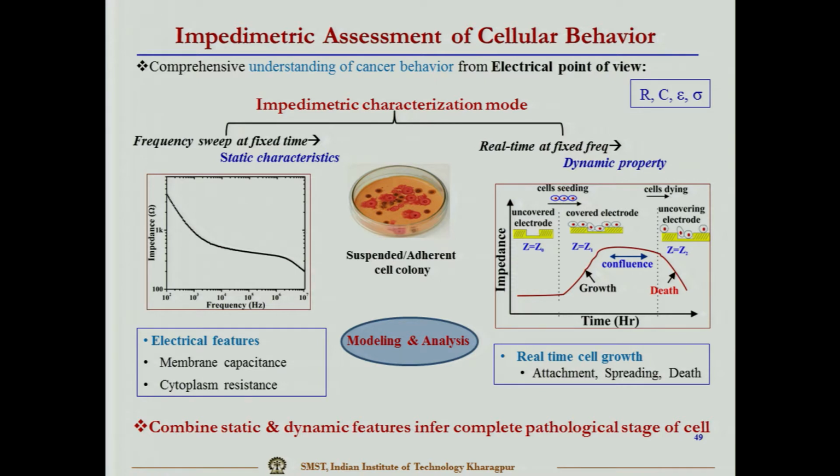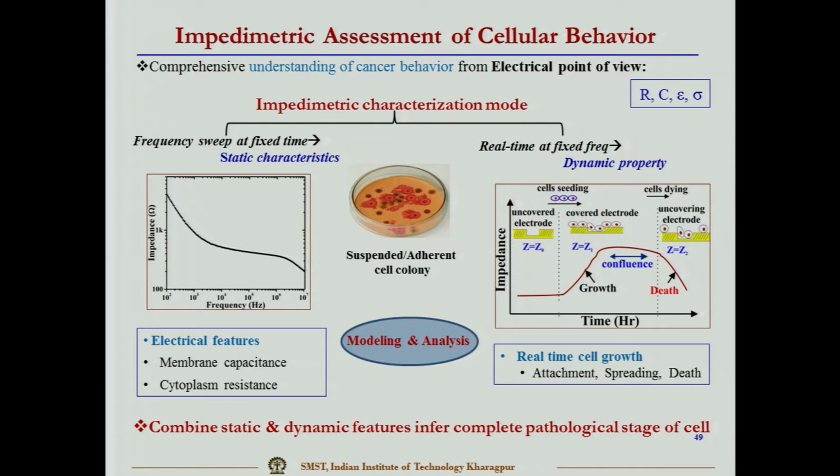So, basically the impedometric assessment of the cellular behavior means looking at the change in the R, C, epsilon and rho values. You have a resistance corresponding to the cytoplasmic resistivity, and a capacitance value, which comes from the cell membrane, which is basically a dielectric property. For the impedometric study, two types are there. One is the frequency sweep at a fixed time, and another one is real time at a fixed frequency.